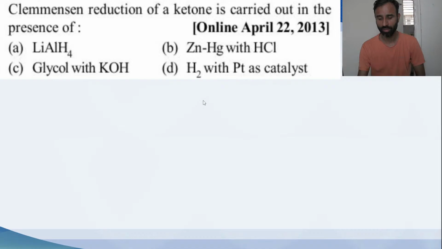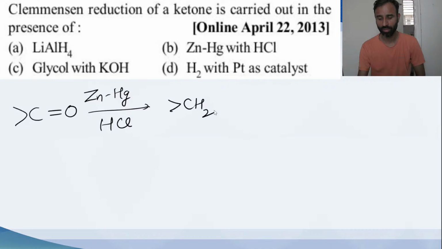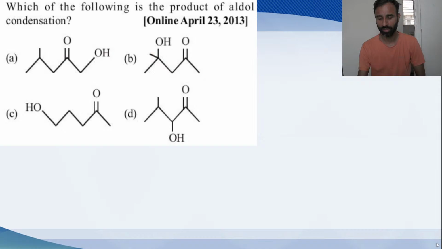Conventional reduction of a ketone is carried out in the presence of... Yes beta, what is used in conventional reduction? Remember, zinc amalgam in the presence of HCl, zinc amalgam in the presence of HCl, then this product is obtained. So option B is the right one. The question only asked what reagents are used in conventional reduction.